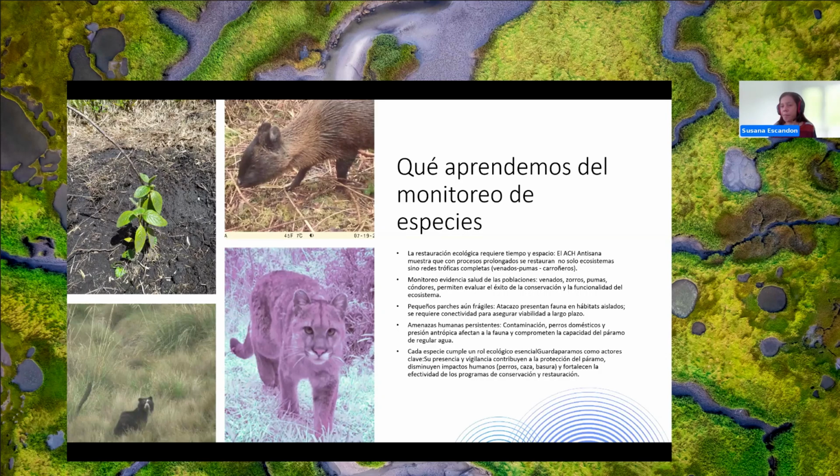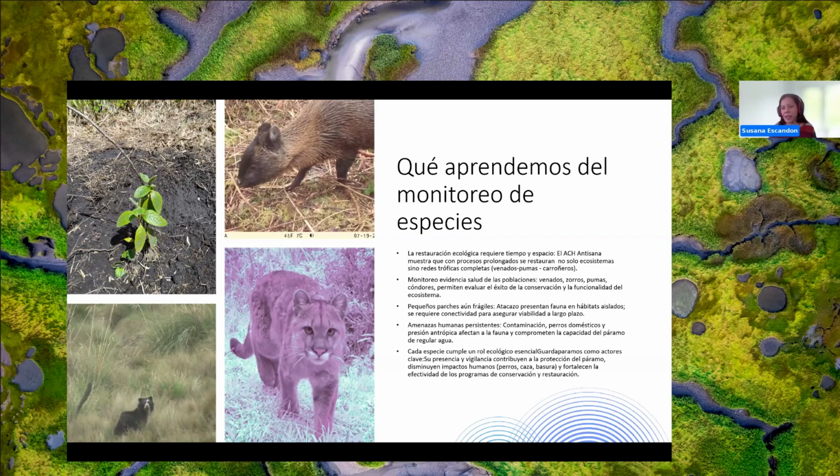Small but still fragile patches like Atacazo contain fauna in isolated habitats, and connectivity is required to ensure long-term viability. So we are forced to find connectivity strategies and to find long-term viability. Atacazo, I forgot to mention this, supplies water for 120,000 people in Quito. So this is an extremely important area, but also an important ecosystem. There are human threats, for example, contamination, domestic contamination, urban growth. These affect the fauna in the moors and the regulation of the hydric system.